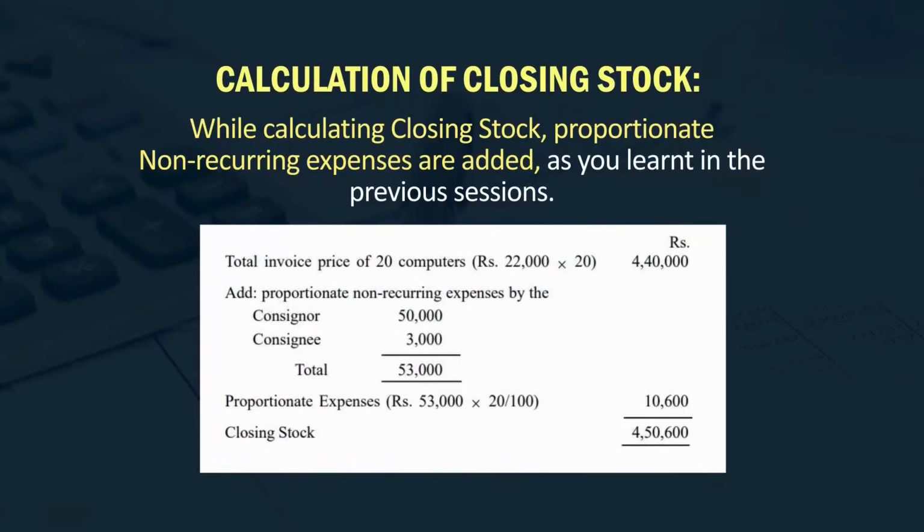This proportionate expense of 53,000 represents 100 computers, because 100 computers were sent, and out of 100, 80 computers have been sold. So 20 computers is the unsold stock. If this 53,000 is meant for 100 computers, then what would it be for 20 computers? It means 10,600. So total it is 4,50,600. This is the valuation of the closing stock, 4,50,600.